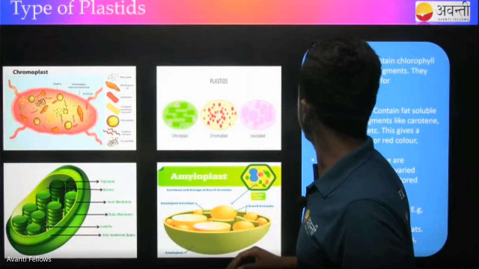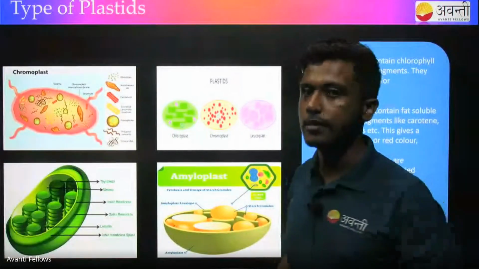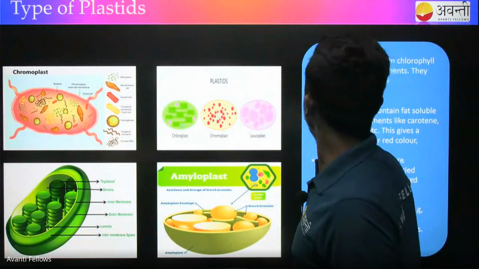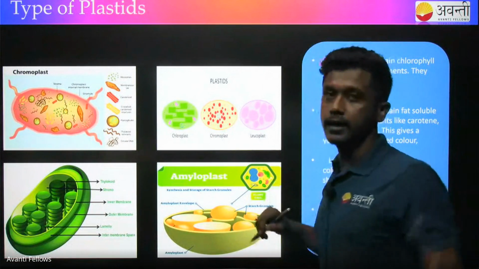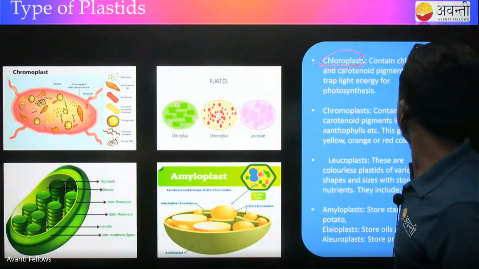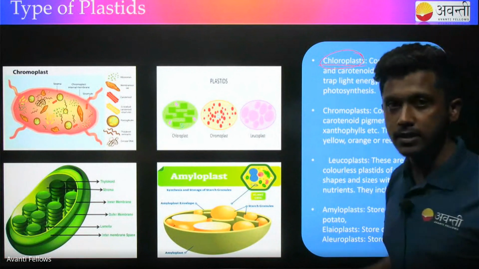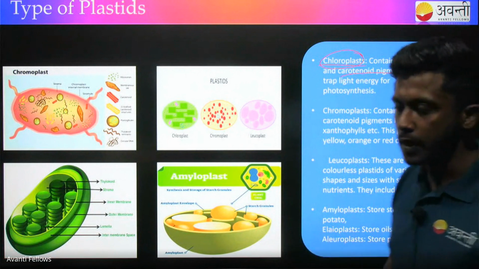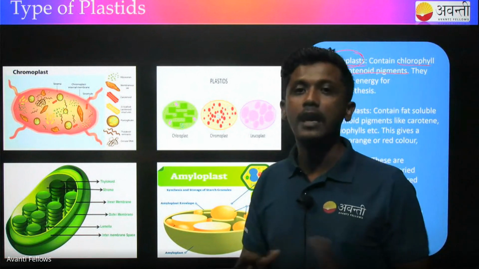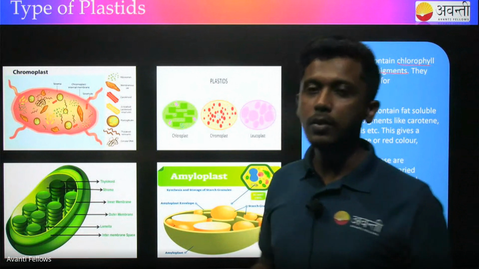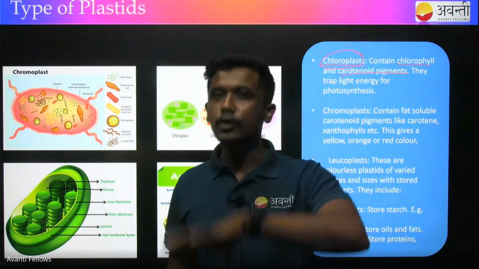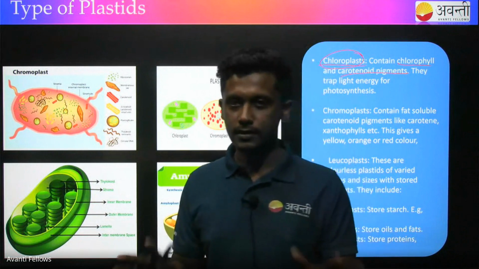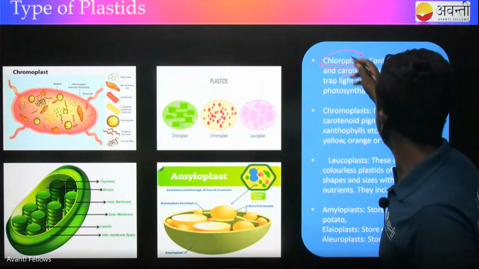So the classification of the plastids, as I said, is based on the pigments. First one is we'll talk about the chloroplasts. Chloroplast, you know, basically contains chlorophyll pigments, and also they contain carotenoid pigments. So these pigments play a role as a light harvesting system. They're responsible for harvesting a specific wavelength of light, which in turn facilitates the process of photosynthesis. All right, so now this is about chloroplast.